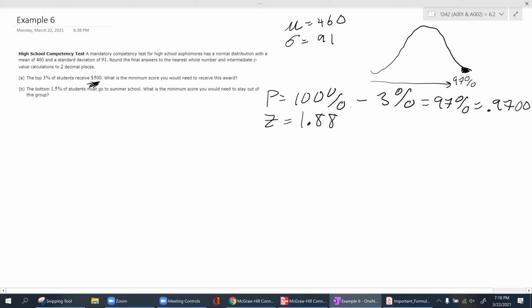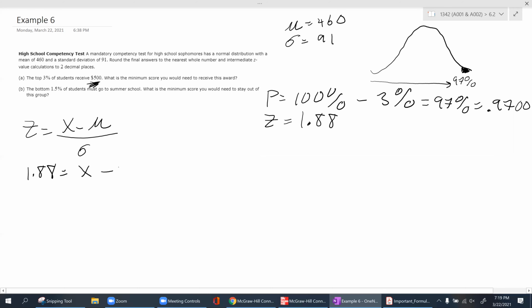That is going to be 1.88. Right, at this point, I'm going to go ahead and find that minimum score. So in other words, I have z is equal to x minus the mean over the standard deviation, which is 1.88, and x is what I want. I want to know what x is at that exact point, at that 0.9700 mark.